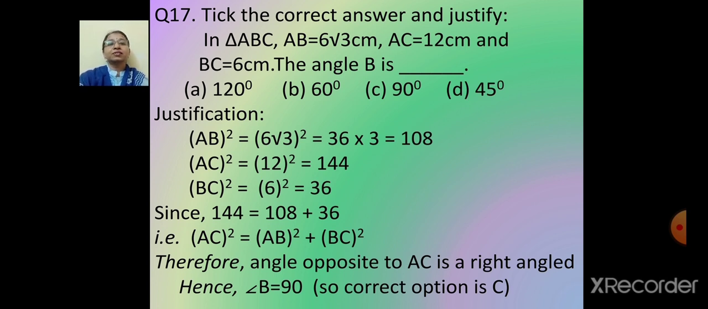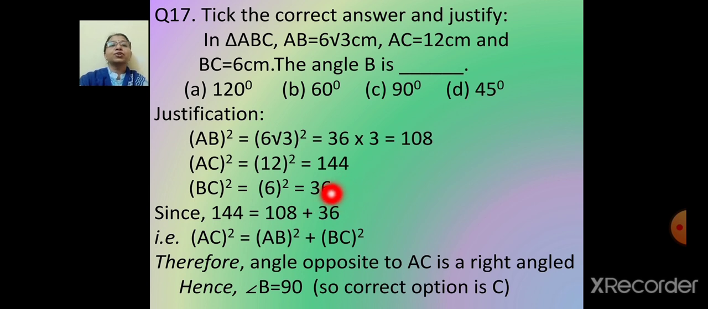So let us justify this. So what we'll do? We will find out the square of each term. So first of all, let us find what is AB square, that is 6 root 3 the whole square, 36 into 3, 108. Secondly, AC square, that is 12 square, 144. And the third side is BC square, that is 6 square, 36.